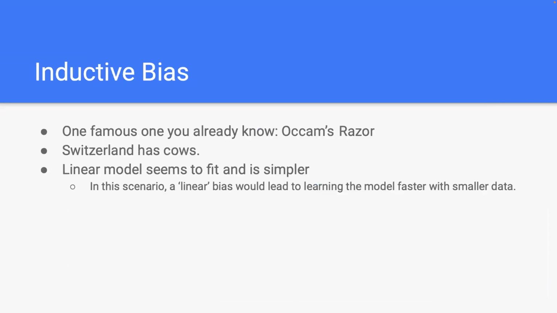One of the most famous inductive biases, you already know: Occam's razor. The simplest explanation is the best. So in the original case I showed you with the cows, the simplest theory is Switzerland has cows, not all cows in Switzerland have bells, right? Or if you see a bunch of data and it looks linear, let's just assume it's linear and go with that, right? Those are examples of inductive bias.